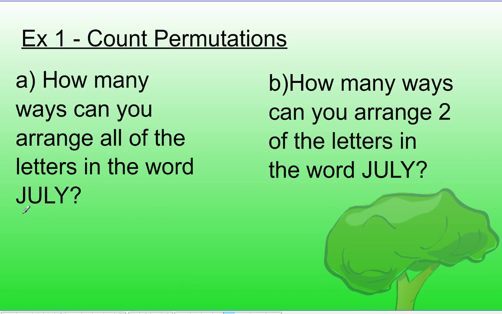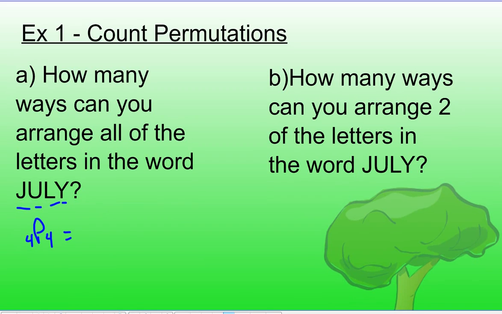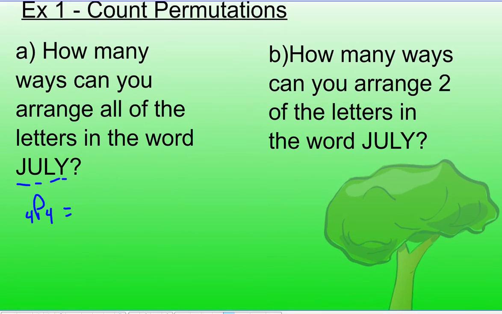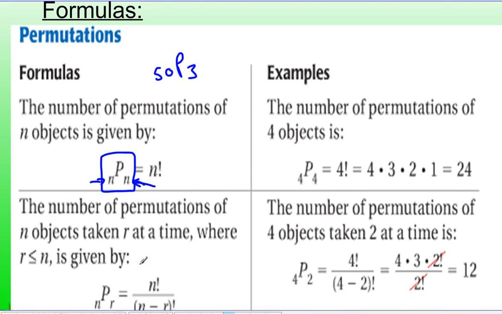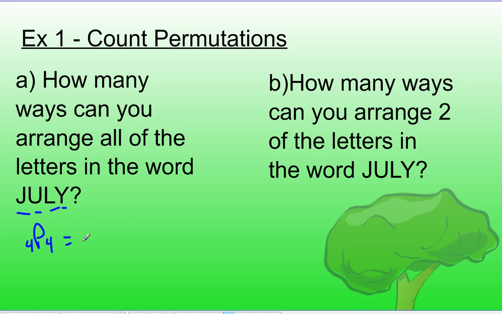word July? Well, so we're going to do 4 permute 4 because there are 4 letters total and we're using all 4. Now here's how I like to do permutations, and this is going to be the exact same way as this big huge ugly mess down here. I just make it a little bit simpler on myself. I think, well, I'm using 4 objects, so I put 4 blanks.